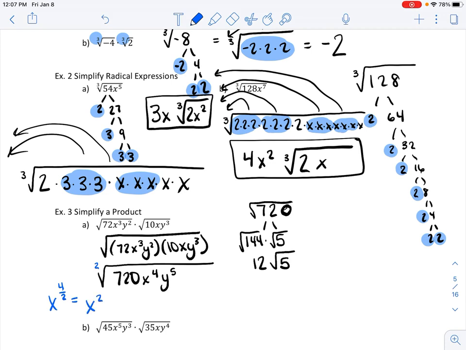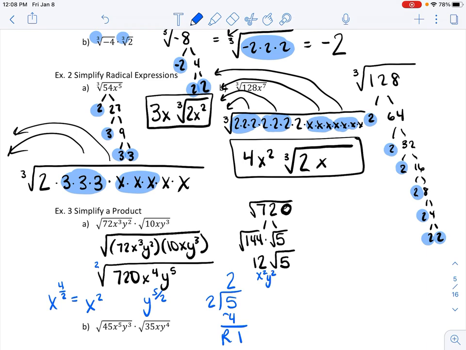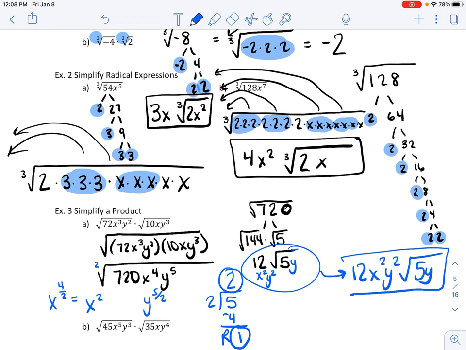If it comes out even, you end up pulling out an x squared to the outside. If it does not come out even, like y to the 5th, pretend you're doing long division. You have 2 times that it goes into it with a remainder of 1. So you will have y squared pulled out from this and a 1y left on the inside. This is kind of a messed up way of writing it, but once you put it all together, you have 12x squared y squared square root 5y as your solution.